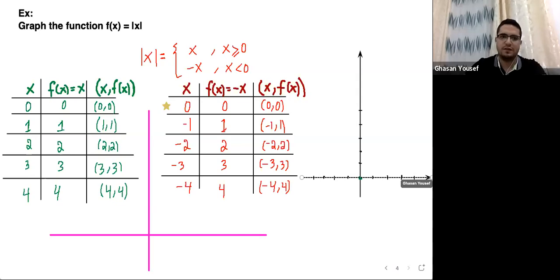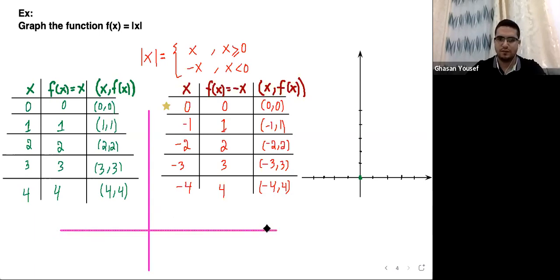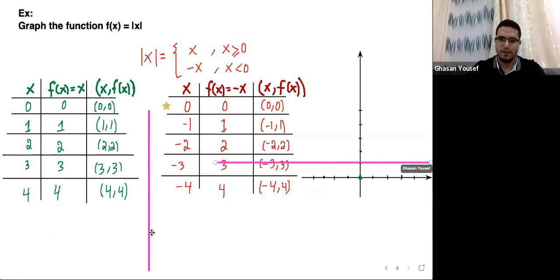Okay, starting from the first point, it's 0 and 0, so the point will be here. Then 1 and 1. This is 1. Here is the 1 and 1.